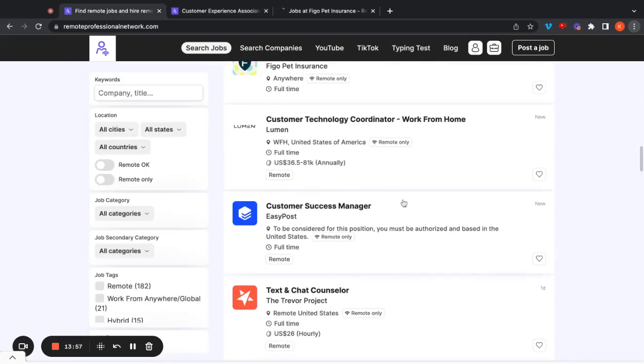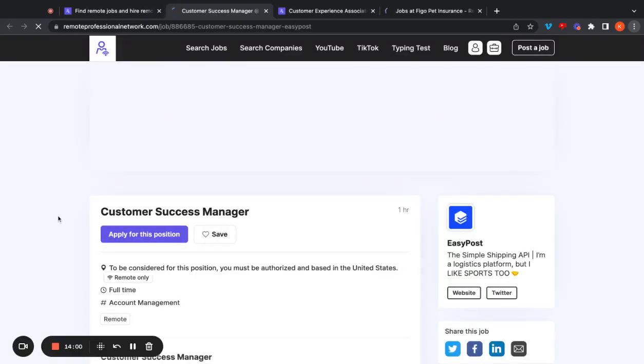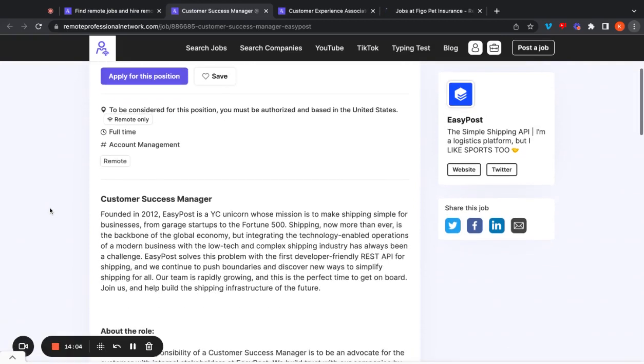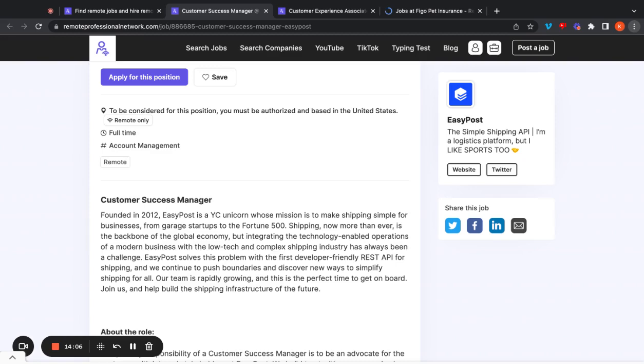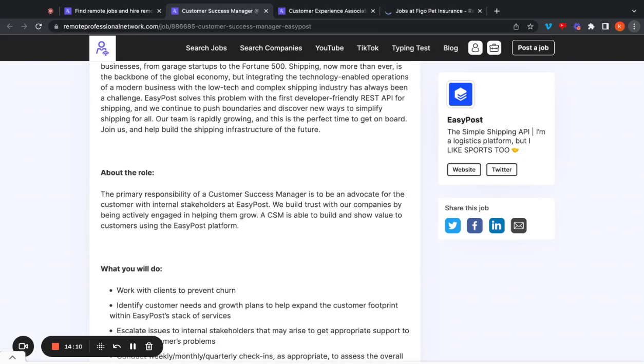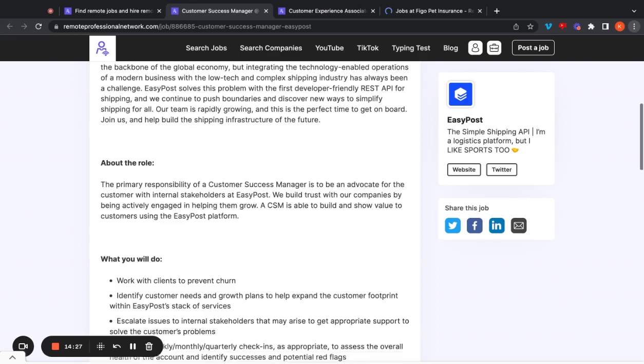And the last job we're going to cover right now today, guys, is going to be a customer success manager with EasyPost. This one does not have a salary range, but it looks like it's about $50,000 to $80,000 per year as well. In this role, the primary responsibility of the success manager is to be an advocate for the customer with internal stakeholders at EasyPost. You're going to build trust with the companies by being actively engaged and helping them grow. A CSM is able to build and show value to customers using the EasyPost platform.